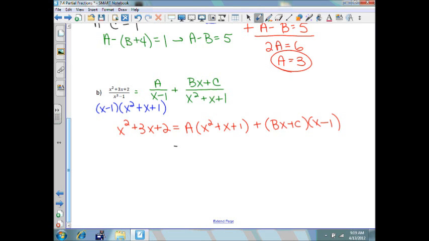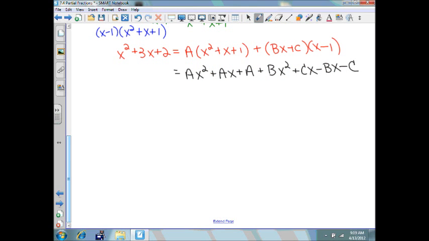Doing some mathematics, you'll notice we'll have Ax squared plus Ax plus A plus Bx squared plus Cx minus Bx minus C. Get all your like terms together. We'll have A plus B x squared plus A minus B plus C, this will be x. We'll have A minus C.